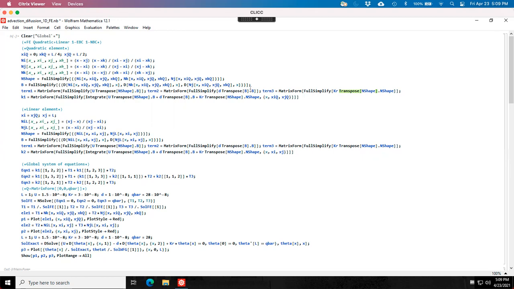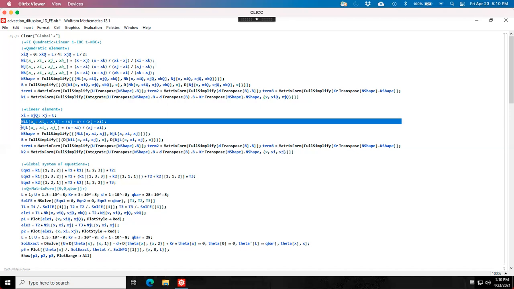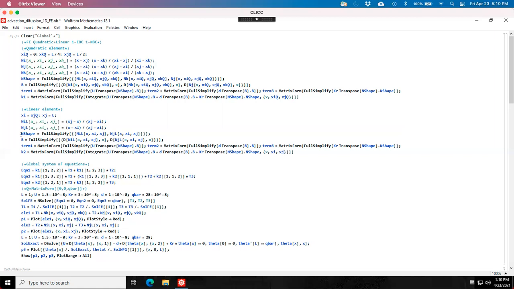So to get K1, which is the first stiffness matrix for the first element, we just need to integrate the summation of the three terms over the domain, which is from 0 to L over 2. Now, the domain for the linear element goes from where the first element, the quadratic element, ends, all the way to L. Similar to the quadratic element, we have the definitions for Ni and Nj, the shape functions, and B. I'm not going to explain anything here because it's already given in the lecture.